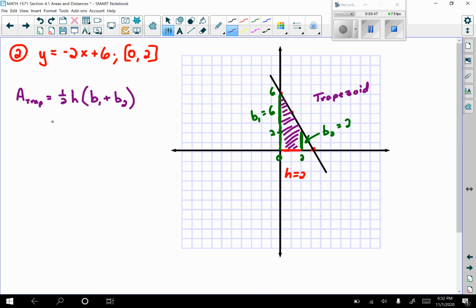All right, so as we fill this in, we're going to have 1/2 our height, which is 2, times the sum of our two bases, which is 6 plus 2. Half of 2 is just 1, so we're really getting another 8. Just a coincidence it worked out to be the same as the last one, so we get 8 square units. Let's try this one more time before we look at an actual curve.